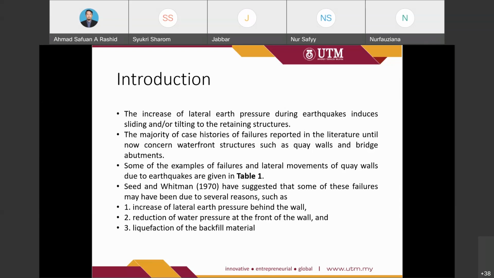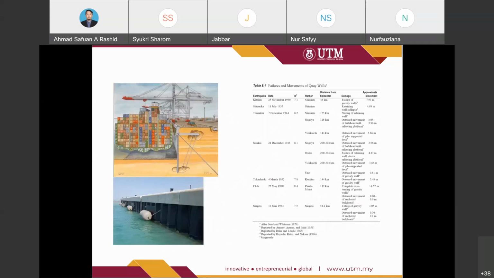So, what is the waterfront? This is an example of a waterfront, or quay wall. It is normally constructed at the harbour to allow ships to move near to the side of the harbour, in order to unload or load the containers.